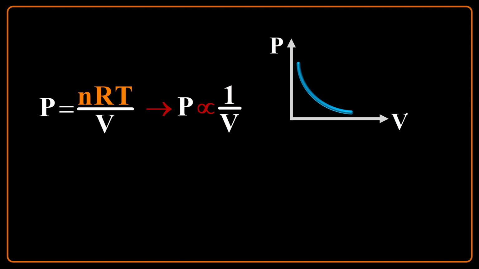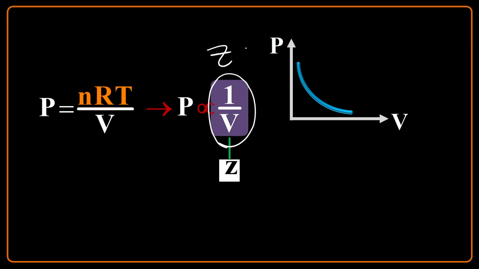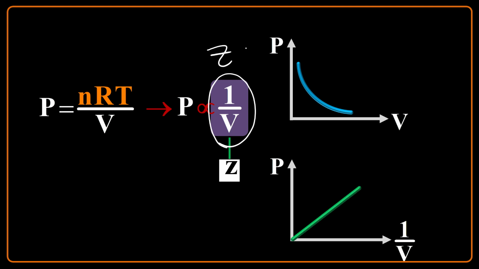It is not a line, and I'm going to convert it to a line, linearize that. What should I do? I should define a new variable for that. 1 over V could be defined, and we can name it Z, the new variable. So P versus Z will be a line. That's all. Don't forget that. Indeed, P versus Z is P versus 1 over V. This is also a kind of linearization.